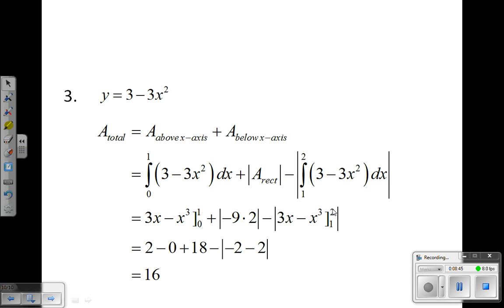So plug the top number in first. 3 times 2 minus 2 cubed is negative 2. Minus, and then plug the bottom number in. 3 times 1 minus 1 is 2. Okay, and then simplify. Well, that was the entire thing.